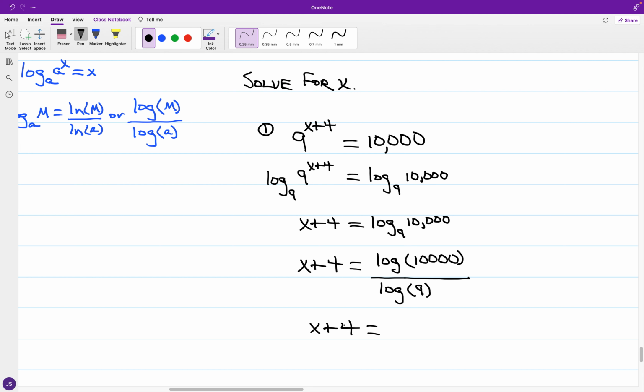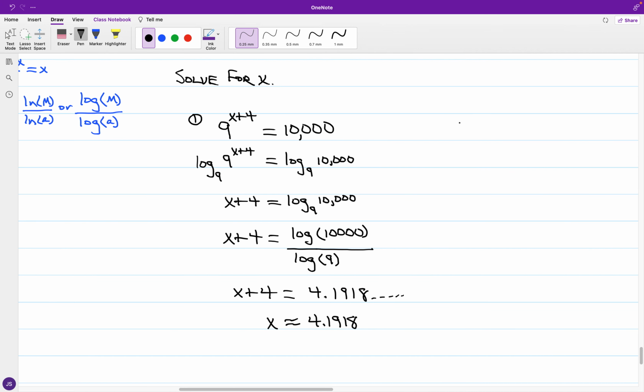And so in terms of base 10 logarithms, we have the base 10 logarithm of 10,000 divided by the base 10 logarithm of 9. For this ratio, this would be about 4.1918. And in solving for x, if I take this result and subtract 4, rounding to about the nearest 4 decimal places, we have about 4.1918. Okay.